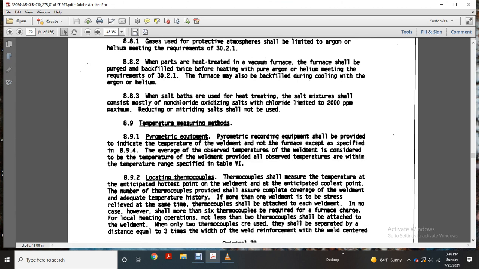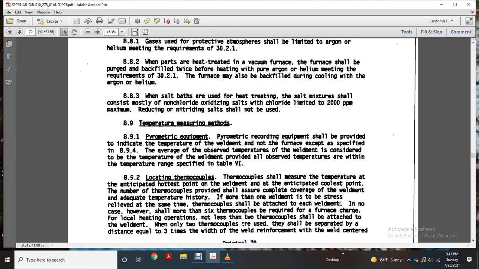Pyrometric equipment. Pyrometric reading equipment shall be provided that indicates the temperature of the weldment, not of the furnace, as specified in 8.9.4. The average of the observed temperatures of the weldment is considered to be the temperature of the weldment, provided all observed temperatures are within the temperature range specified in Table 6. Locating thermocouples. Thermocouples should measure the temperature of the anticipated hottest point and the anticipated coolest point of the weldment, and the number of thermocouples provided shall ensure complete coverage of the weldment. Adequate temperature history of more than one weldment is to be received when they are stress relieved at the same time.